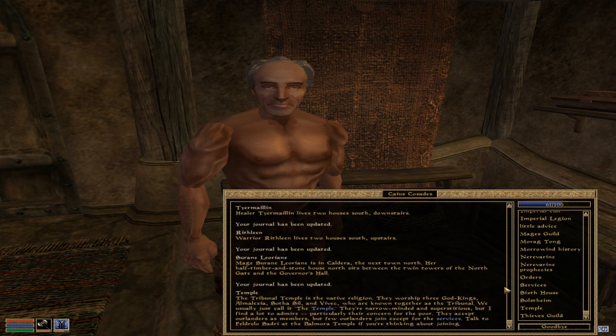They are narrow-minded and superstitious, but I find a lot to admire, particularly their concern for the poor. They accept outlanders as members, but few outlanders join except for their services. Talk to Faldera Sadrani at the Balmora Temple if you're thinking about joining.